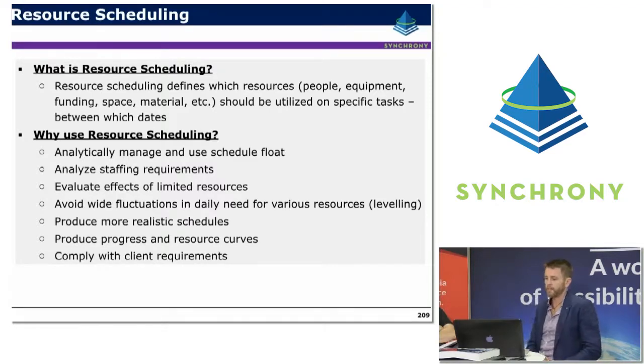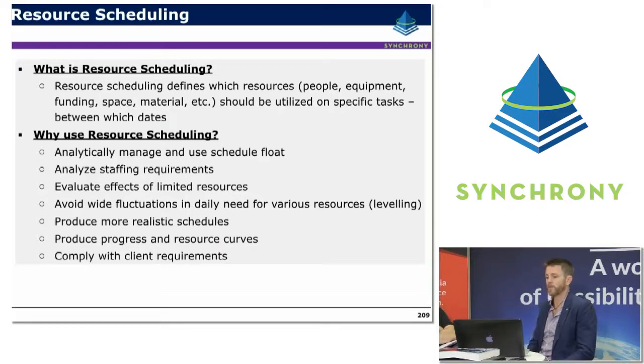Resource scheduling basically allows us to analytically manage and use schedule float. So by understanding which activities have total float, those activities can generally be identified as favourites or low-hanging fruit for moving around so as to optimise the resource levelling. You can evaluate the effects on the limited resources. So if you've got really scarce resources, it's really good for optimising those.